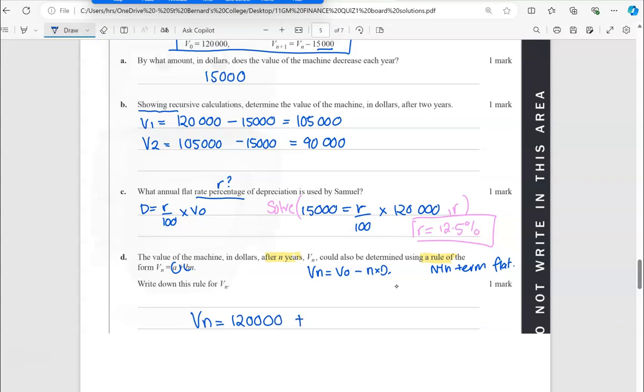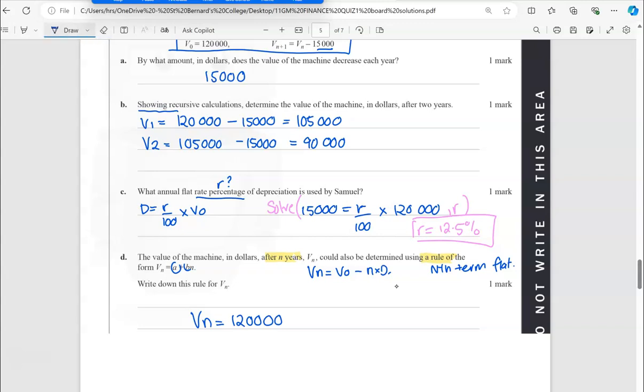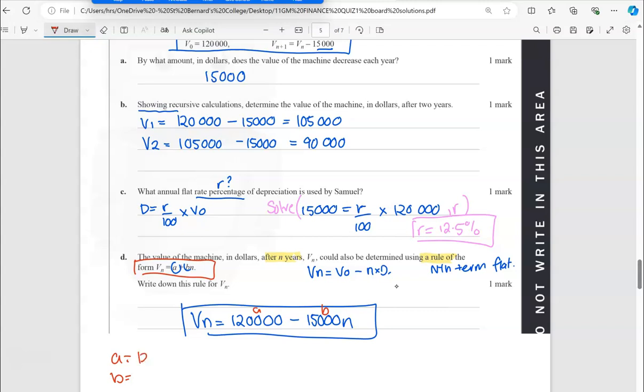What is D? It was 15. Oh, it's not plus, is it? Was this a depreciating? Yeah. So it says write the rule. So it's minus 15,000n. Okay, that's all you had to do. Sometimes in other exams, they might say it's written in this format, tell me what A is and tell me what B is. Well, A is 120 and B would equal negative 15,000. So sometimes they ask it like that, but you were just asked to write it out like that. So that's all you had to do.